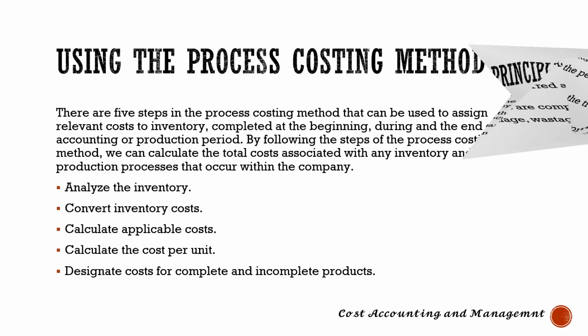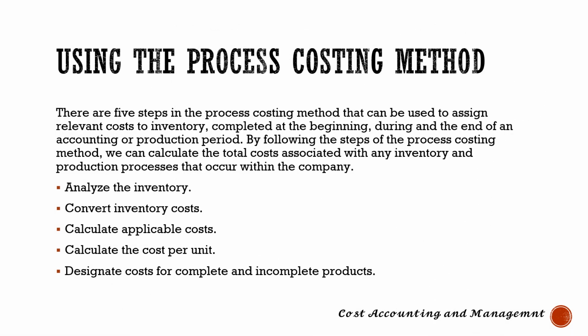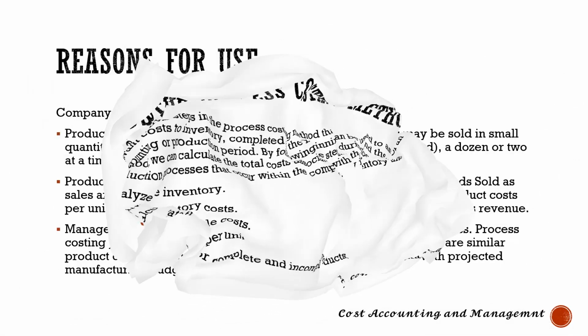Using the process costing method. By following the steps of the process costing method, we can calculate the total costs associated with any inventory and production process that occurs within the company. Number 1, analyze the inventory. Number 2, convert inventory cost. Number 3, calculate applicable cost. Number 4, calculate the cost per unit. Number 5, designate costs for complete and incomplete products.